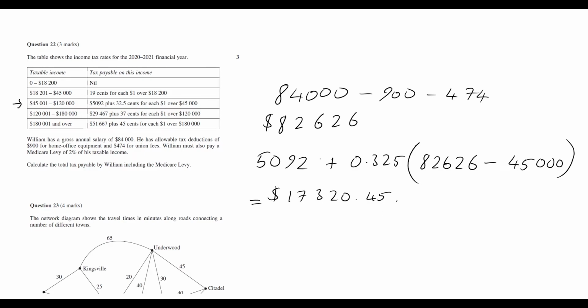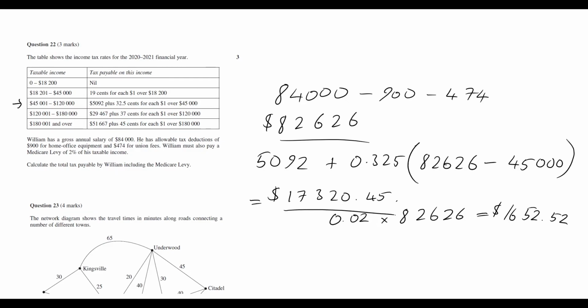All we need to do now is determine the Medicare levy. So the Medicare levy is just going to be 2% of the total taxable income. So 0.02 times 82,626 will give us a value of $1,652.52. And so the total amount of tax that William should be paying is going to be the sum of these two amounts here.